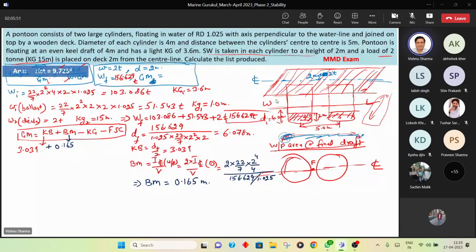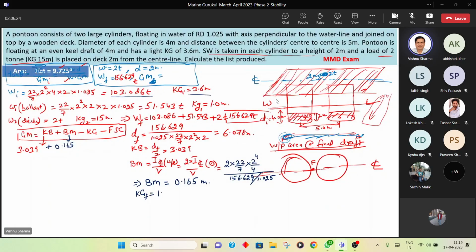Okay, guys, BM all understood? Understood. Now, I'm sure KG does not need any deliberation. You guys should be good enough to get the KG. KG in the final condition will be equal to the final vertical moment, that means initial displacement into initial KG. Initial displacement is 103.086. Initial KG is given as 3.6.